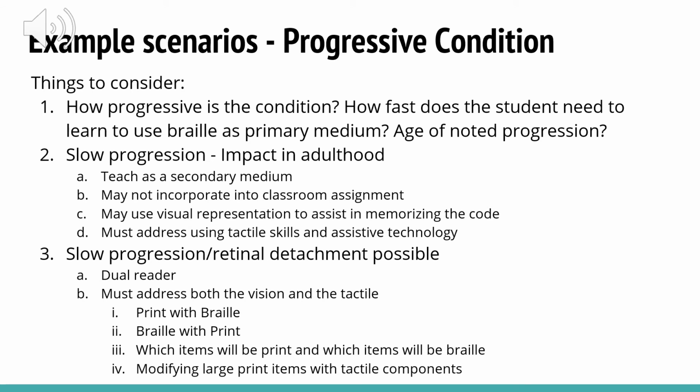Is it a slow progression with a possible retinal detachment? Instruct them as a dual reader, and you must address both the vision and the tactile needs. Is it print with Braille or Braille with print? Which items will be print and which items will be Braille? Modify large print items with tactile components.